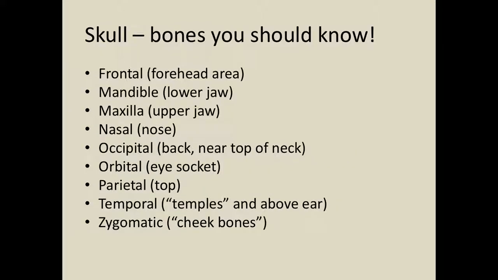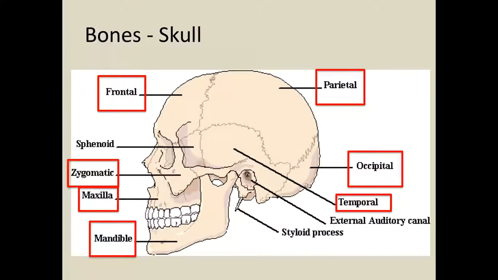The skull bones you should know, and I will have pictures for you. But we have frontal, mandible, maxilla, nasal, occipital, orbital, parietal, temporal, and zygomatic. So frontal bone is like your forehead bone. Parietal is up on the top. Occipital is toward the back. Temporal is on the side, if you can remember, like your temples, in that area above your ears. Zygomatic, that's your cheekbones. Maxilla is your top jaw, and mandible is your lower jaw.